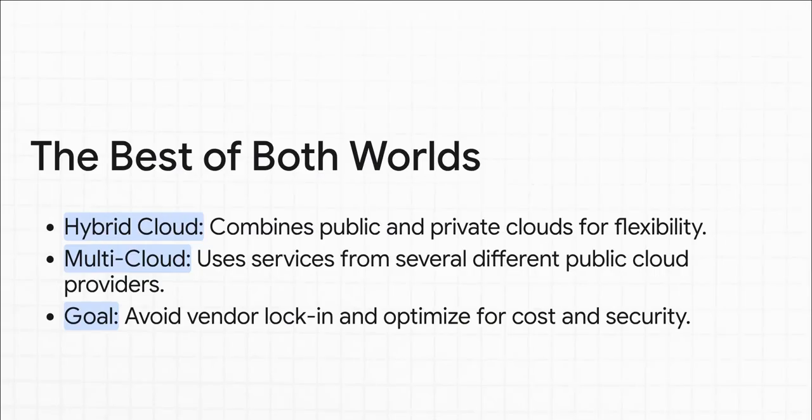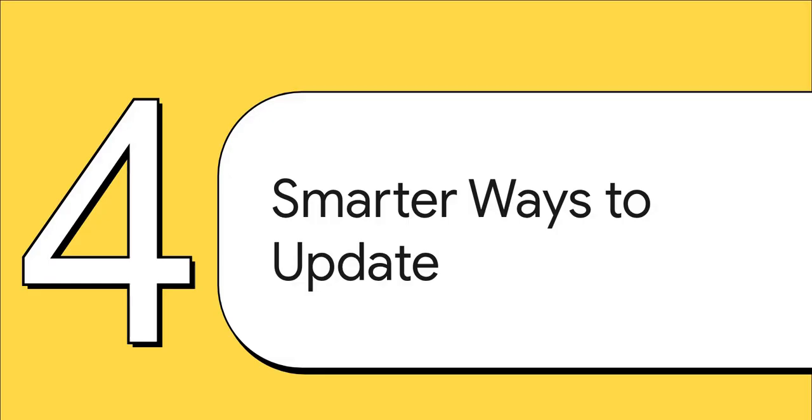But here's the cool part. You don't actually have to choose just one. You can get the best of both worlds. A hybrid cloud lets you keep your most sensitive data in your own private building while using the flexible public cloud for everything else. And multi-cloud means you can lease space from several different providers. The goal for all of this is to avoid getting locked into one company and to fine-tune everything for cost and security.